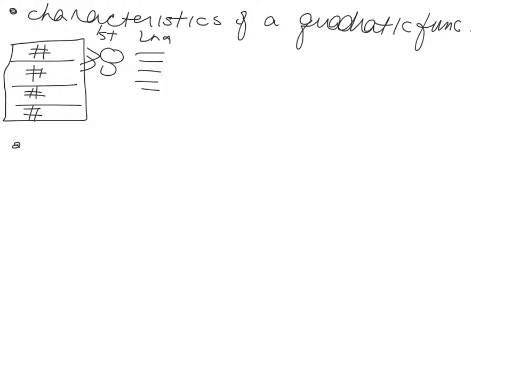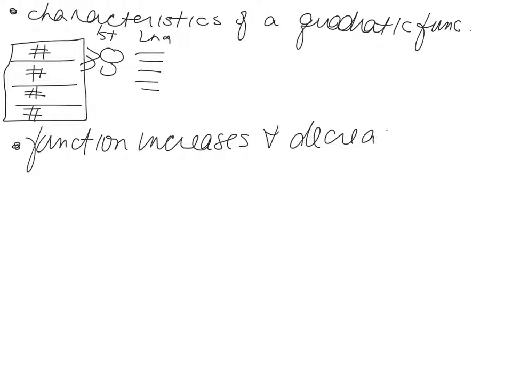Okay, more characteristics. So the function increases and decreases. Okay, quadratic function. Now, it doesn't matter if it's upside down or not. So that's quadratic, and this is quadratic. It only changes direction one time, at either the maximum or the minimum.